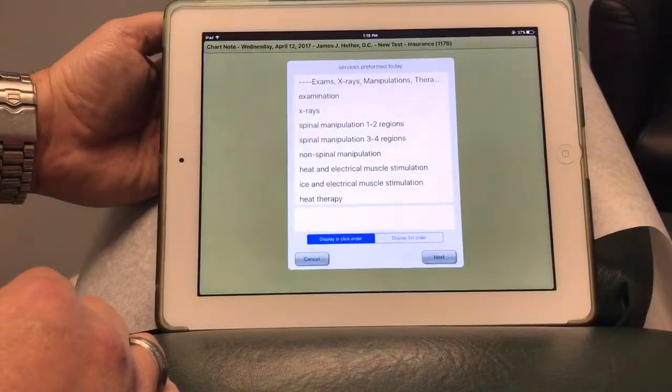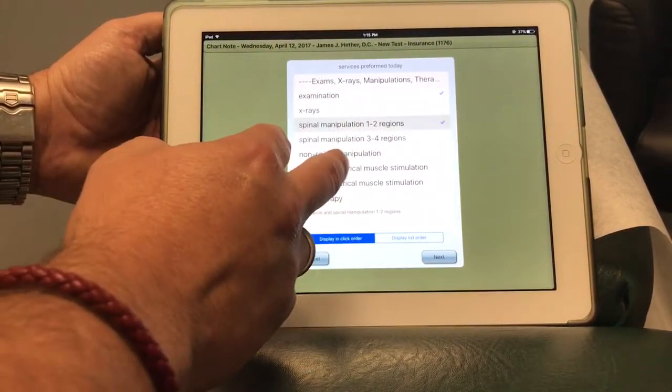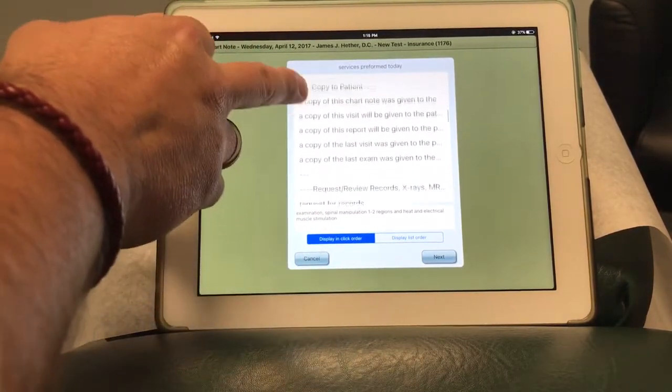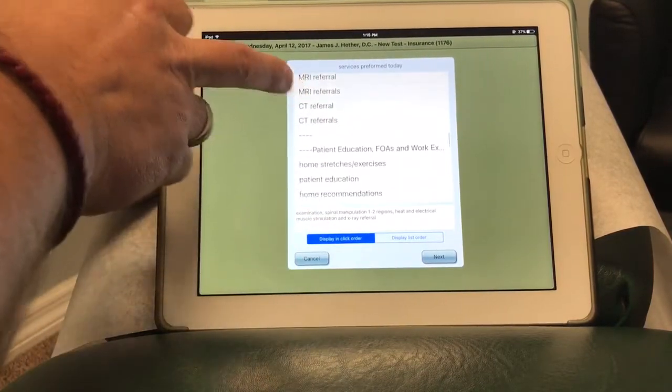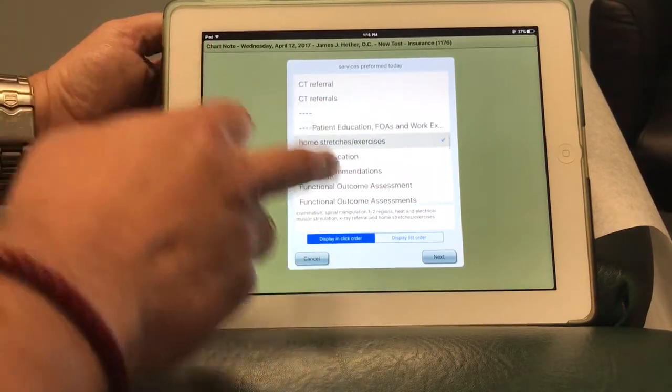We can go right under our summary for today's visit. We did an exam, we did an adjustment, 1 to 2 regions, muscle stim and heat. We also sent the person out for x-rays. We did an x-ray referral. We also gave the patient some home exercises, and they did one functional outcome assessment.